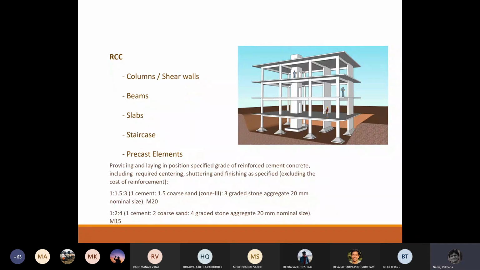Okay. So again here, what all elements we have to mention. So first of all, we have to mention the strength or the grade of concrete. Okay. Which the process is same for specification. So which type of concrete you are going to use, how you are going to use, and how the finish is going to be. Okay. So providing and laying in position specified grade of reinforced cement concrete.